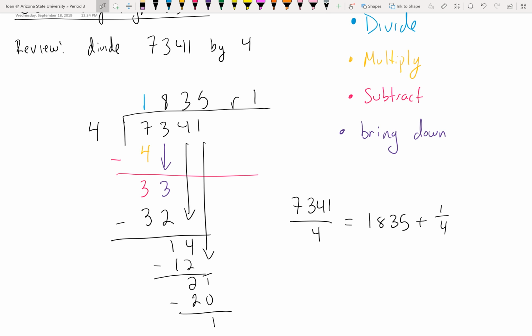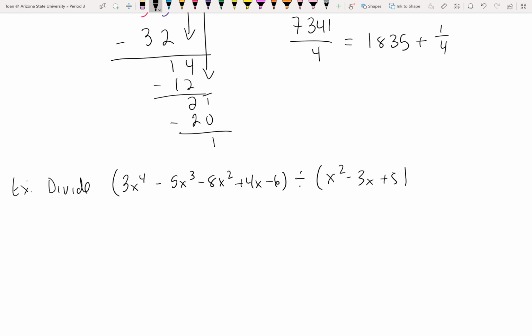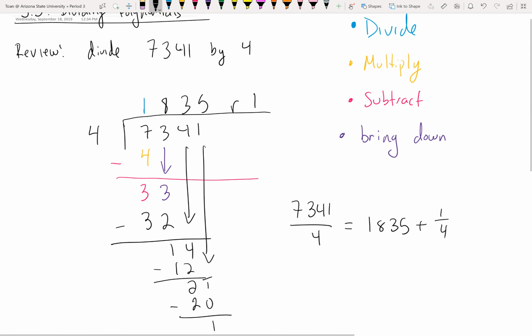So contrast this example with this example. Suppose I ask you to divide, say, 3x to the fourth minus 5x cubed minus 8x squared plus 4x minus 6. I want to take that polynomial. That's an x to the fourth problem. That is a ginormous polynomial. And I'm going to divide it by x squared minus 3x plus 5. It is my claim that conceptually there's nothing different about this problem compared to this problem.